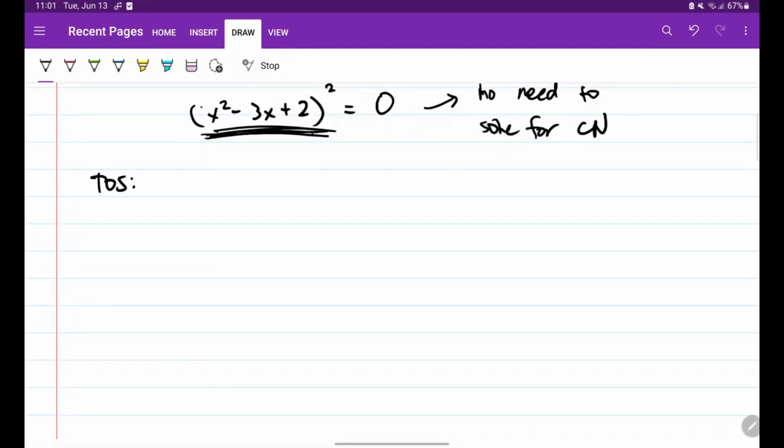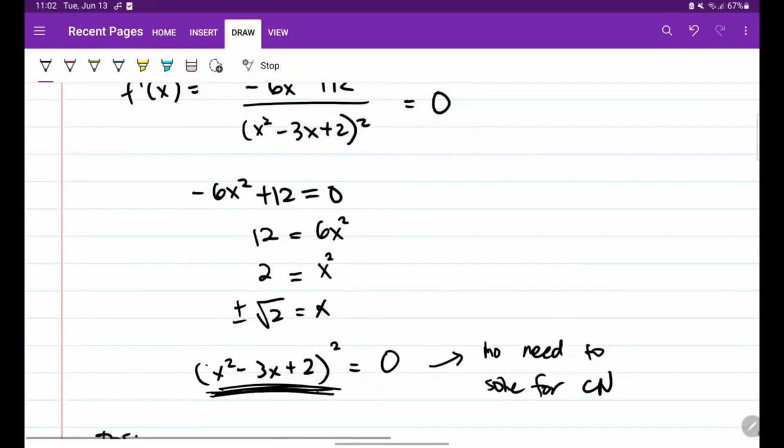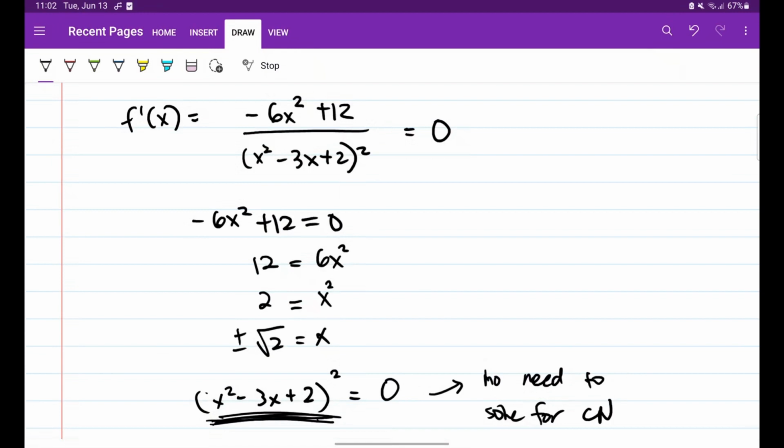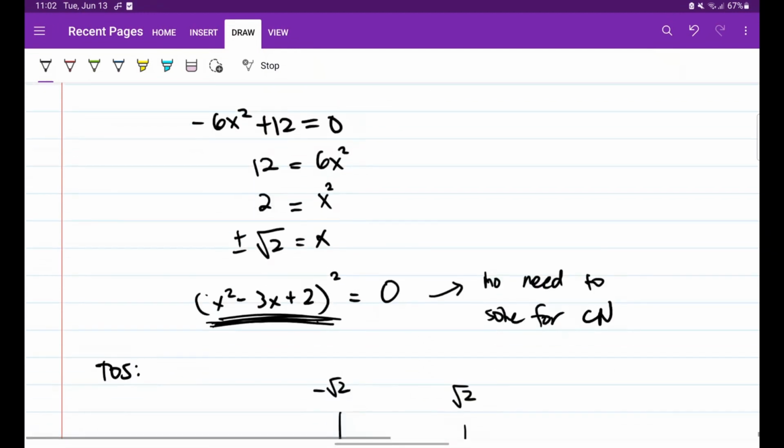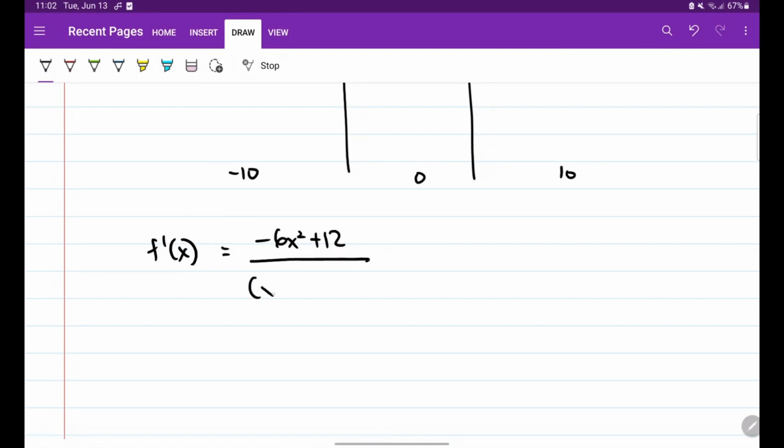Ngayon, let's create a table of signs. So, this is negative square root of 2 and this is square root of 2. Okay, so let's do some test values. Okay, so let's just put, say, negative 10 again, 0 and 10. No? And our function here is negative 6x squared plus 12 all over x squared minus 3x plus 2 squared. Okay, so f prime of x is equal to negative 6x squared plus 12 all over x squared minus 3x plus 2 squared.